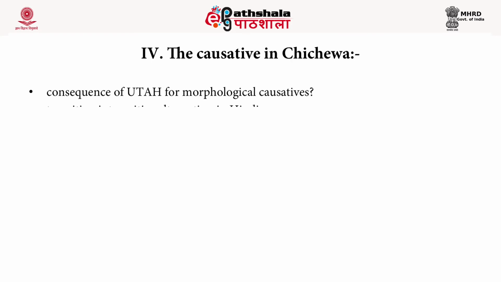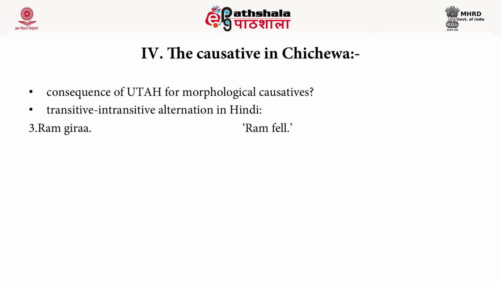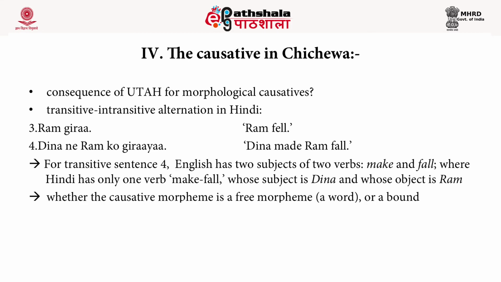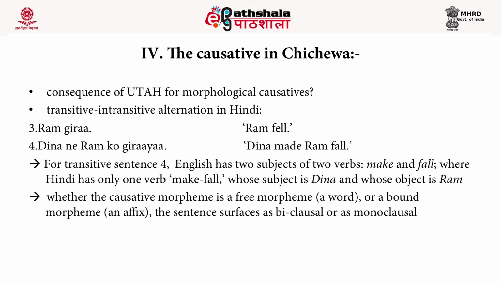Now that we have established what the principle of UTAH states and we have seen morphological causatives in action, how does UTAH now explain our morphological causatives? Let us go back to the data we had before for transitive-intransitive alternation in Hindi. Repeated here are sentences 3 and 4 on your screen. Ram gira, Ram fell. Dina ne Ram ko giraya. Dina made Ram fall.